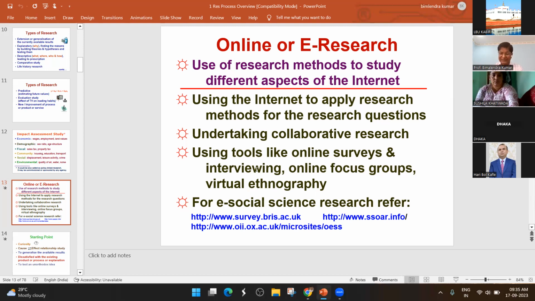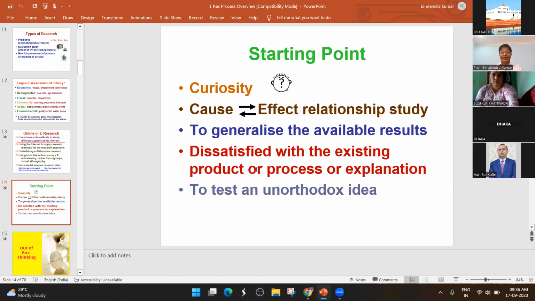There are so many social science subjects, like psychology, sociology, political science, and international relations, which are conducting this e-online research. I have given some of the website or web links, so anyone can go through that. Besides these topics, there are other topics related with Pali or Buddhist studies. We'll discuss that just after this.